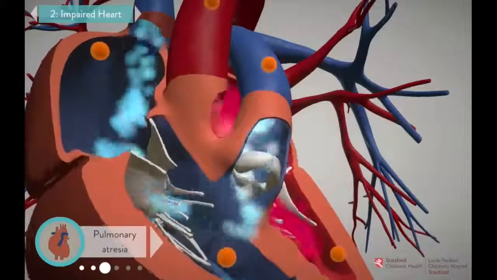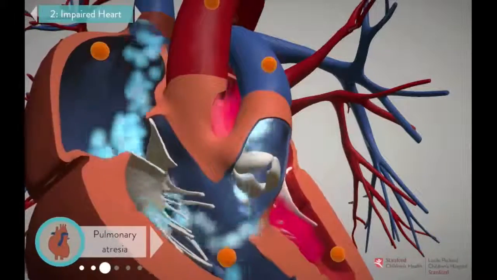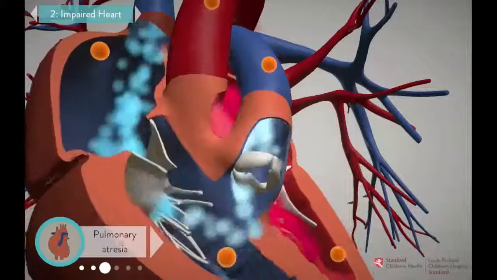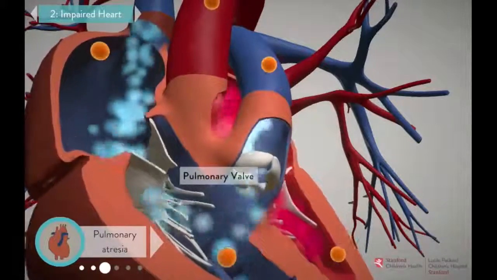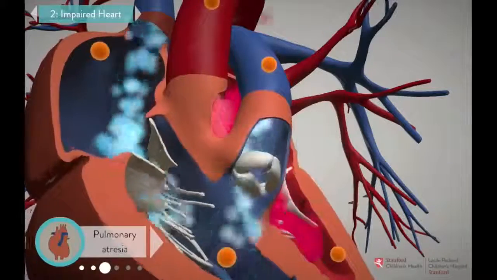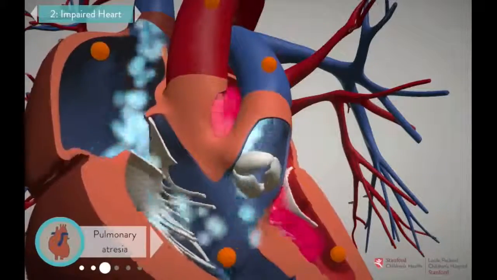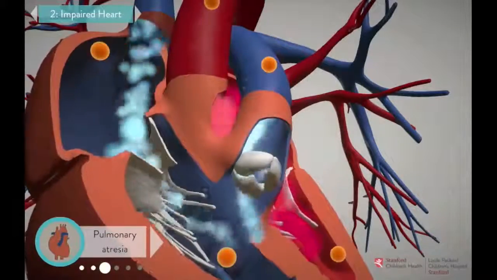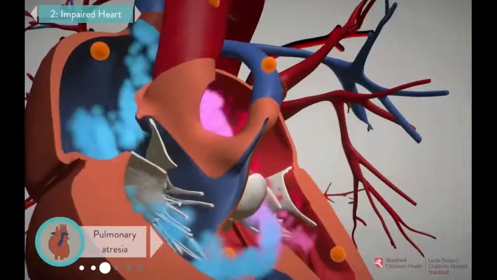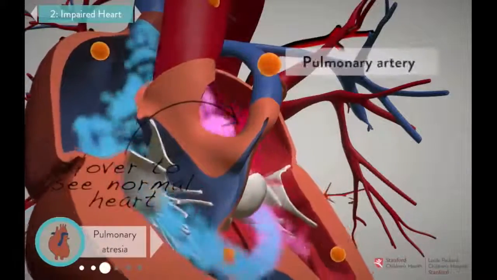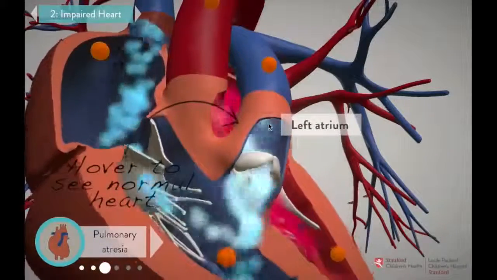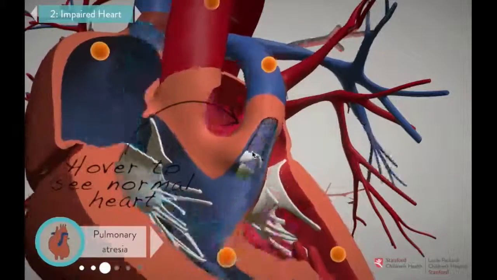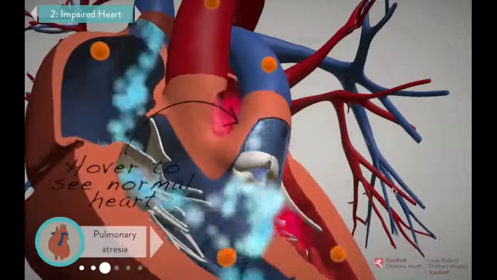The abnormal blood flow also means that parts of the heart don't develop as well as they should. One of those parts is the pulmonary valve, the door through which blood normally leaves the heart on its way to the lungs. But in pulmonary atresia, the pulmonary valve is completely blocked and the pulmonary artery never fully develops. That means blue, deoxygenated blood is forced to find a different path to the lungs.